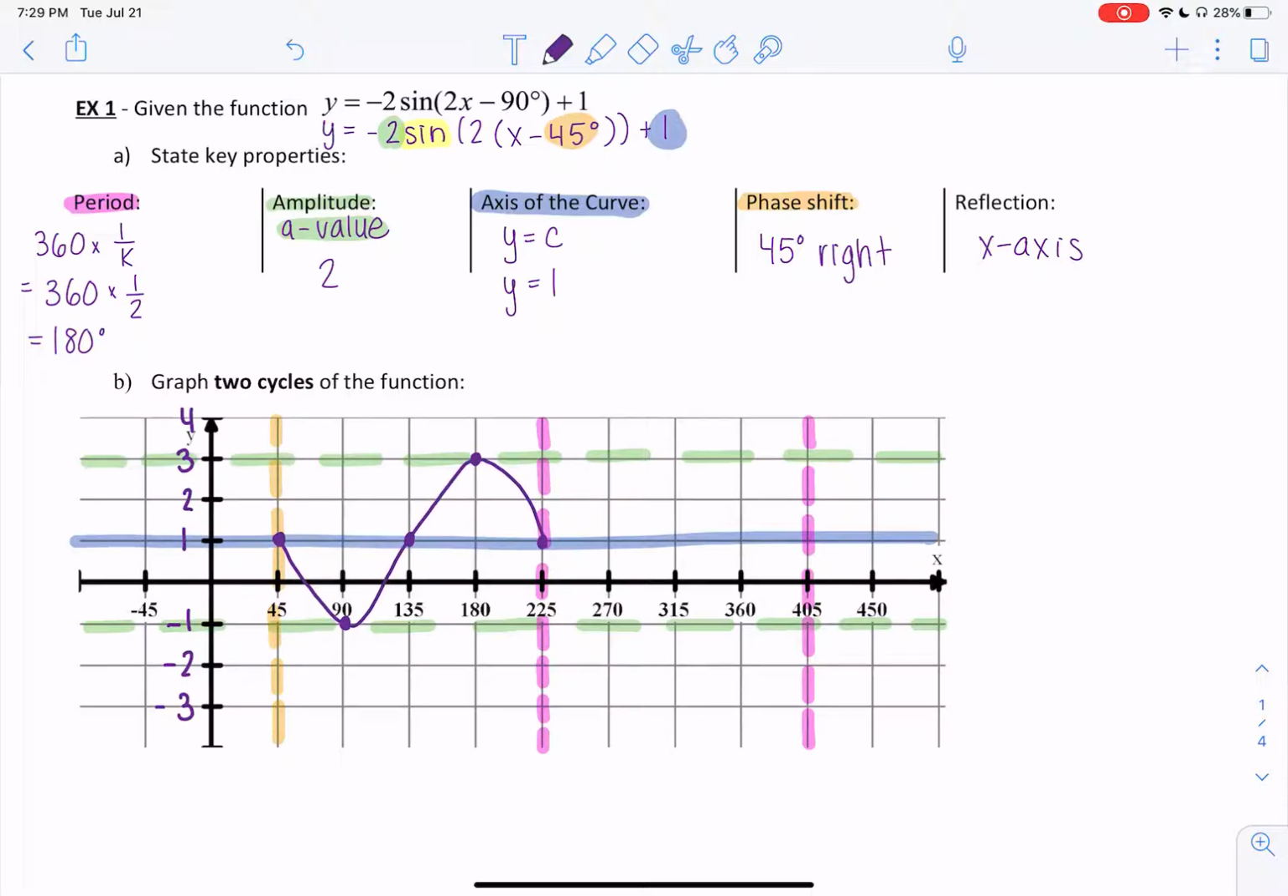Now we also need to graph a second cycle, so we're just going to do the same thing all over again. Down to the bottom of our amplitude, back in the middle, up to the top, down to the bottom. And all of these dots here are evenly spaced out, which makes this very easy to graph. So that would be our final curve. Let's try another example.